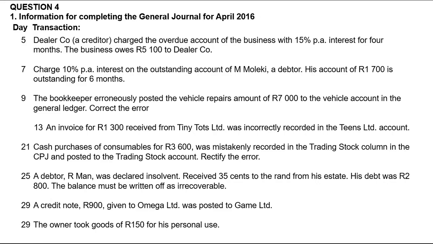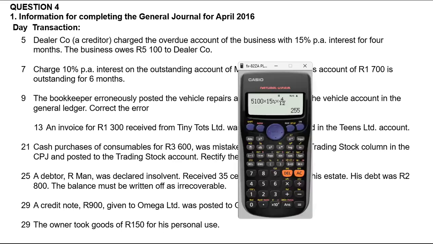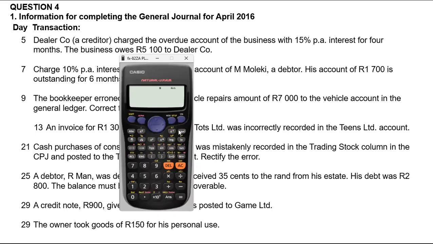On the 7th, charge 10% per annum interest on outstanding account of M. Moleki, a debtor. His account of 1,700 is 6 months overdue. Interest on an asset will be income. And we know that here, M. Moleki is a debtor, and debtors control or debtors fall under assets. When we calculate interest on that, you must pay attention to what the interest is.